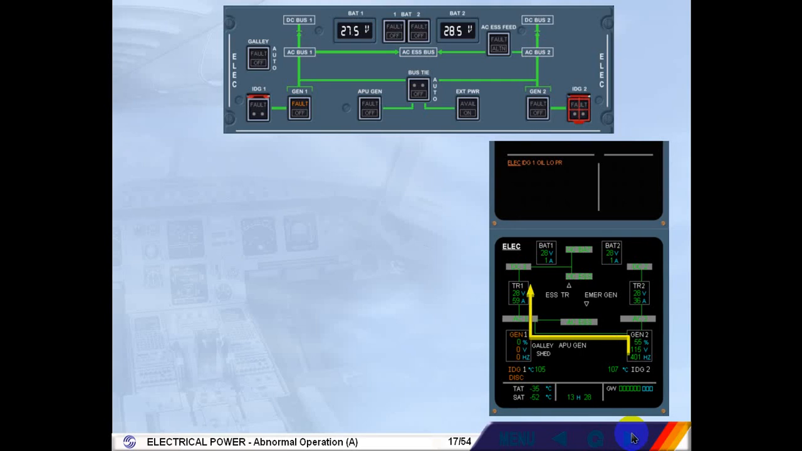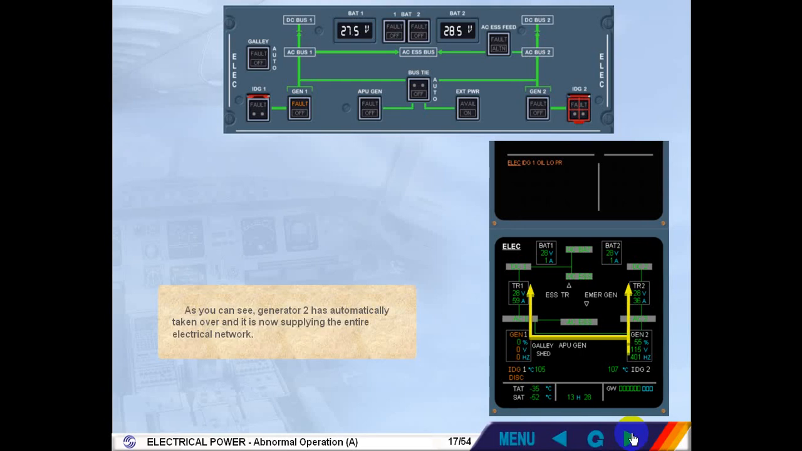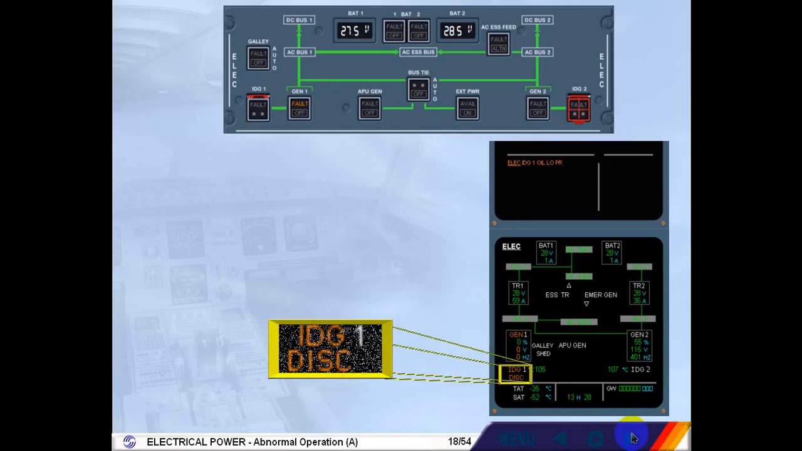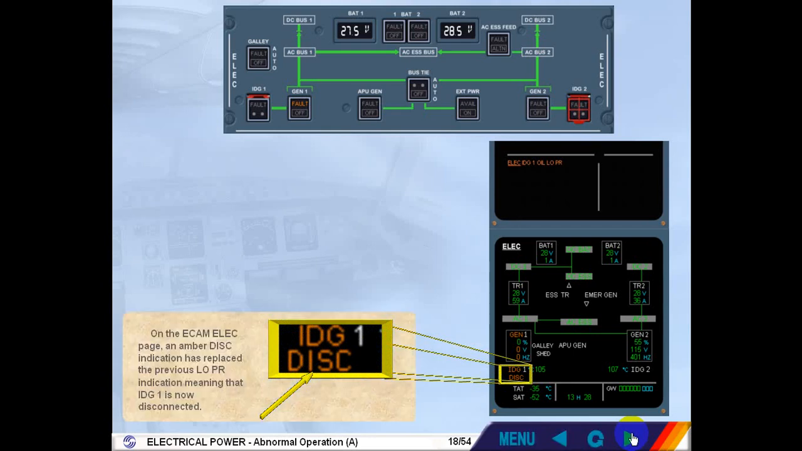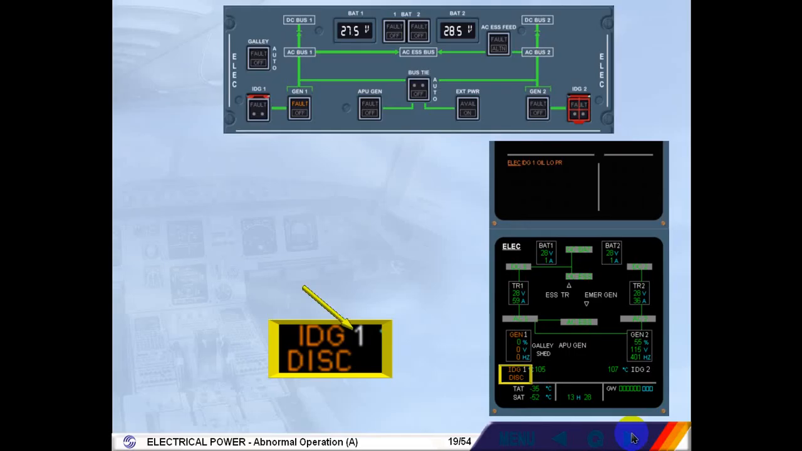As you can see, Generator 2 has automatically taken over, and it is now supplying the entire electrical network. On the ECAM electrical page, an amber disk indication has replaced the previous low pressure indication, meaning that IDG1 is now disconnected. The IDG number is in white to indicate that engine 1 is still running.